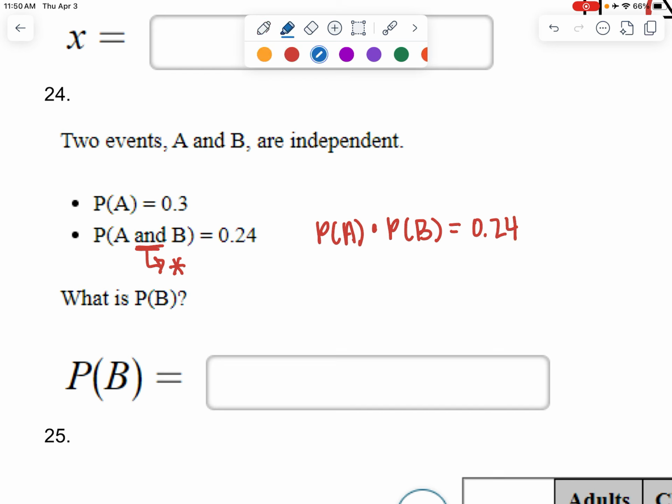Well, we know the probability of A. Just plug it in. So I have 0.3 times the probability of B equals 0.24. Go ahead and solve for the probability of B.